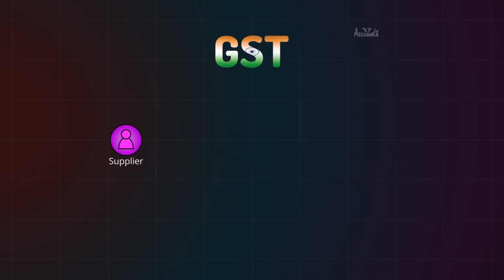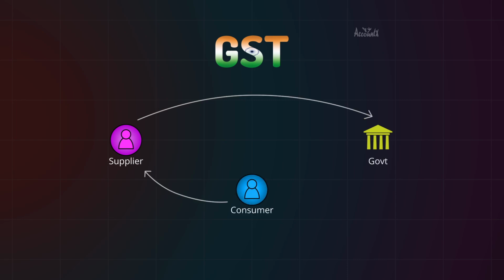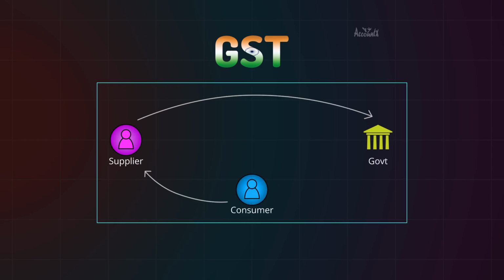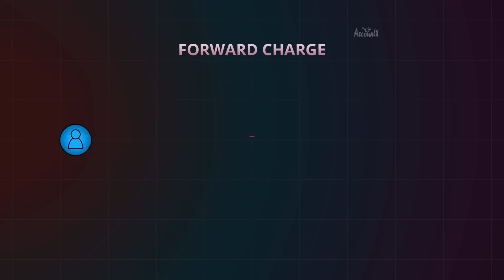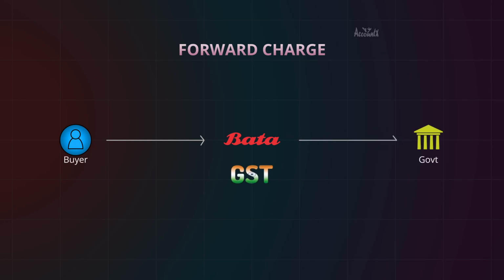In GST, normally the supplier is liable to pay GST to the government. Of course, it's collected from consumers, and this concept is widely known as forward charge. For instance, if you buy a pair of shoes from Bata, Bata being the supplier would collect GST from you because you are the buyer, and Bata is required to pay GST to the government.